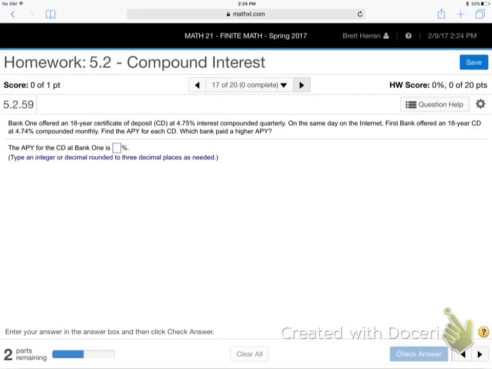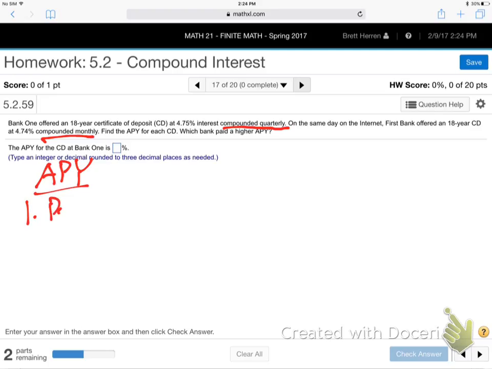All right. Bank One offered an 18-year certificate of deposit at 4.75% interest compounded quarterly on the same day on the internet. First Bank offered an 18-year CD at 4.7% compounded monthly. See, it's different compounding times, quarterly, monthly, and the rates are really close. Find the APY, the annual percentage yield, for each, which is actually better. Like I said, there's another APY question coming down the line. So the whole key is it's APY. Do you remember what we do?